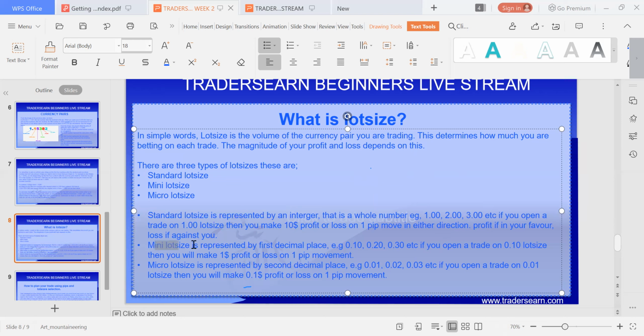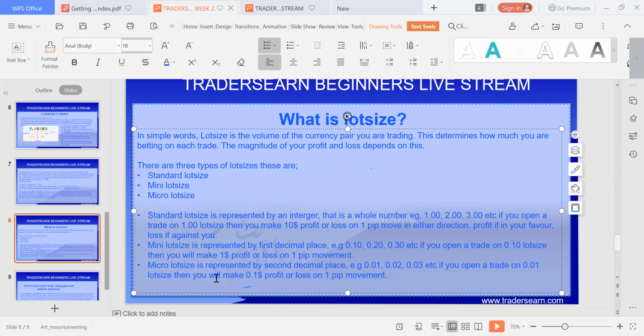Now, mini lot size is represented by the first decimal place, e.g. 0.10, 0.20, etc. If you open a trade on 0.1 lot size, then you make $1 profit or loss on 1 pip movement. The same way I explained earlier. If it goes against you by one pip, you lose $1. If it goes in your favor by 1 pip, you make $1.